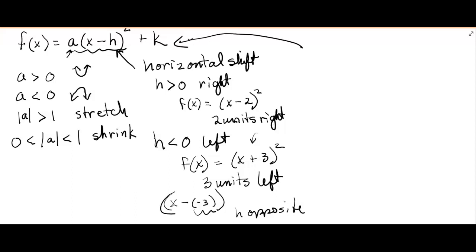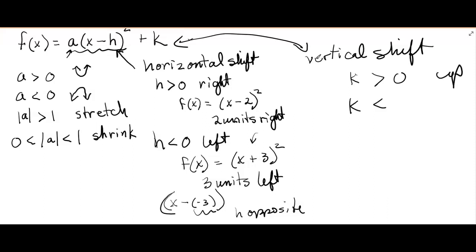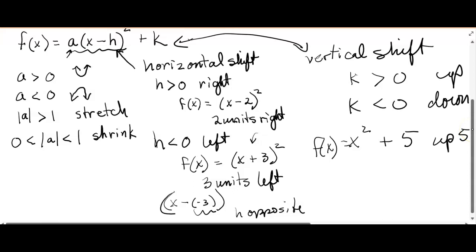The k represents the vertical shift, up and down. Now, if k is greater than 0, it's going to shift up. And if k is less than 0, it's going to shift down. So this one works the way you think it's going to. So if you have, let me give it a name, f of x equals x squared plus 5, it's going to shift up 5 units. But if you have f of x equals x squared minus 7, it's going to shift down 7 units.